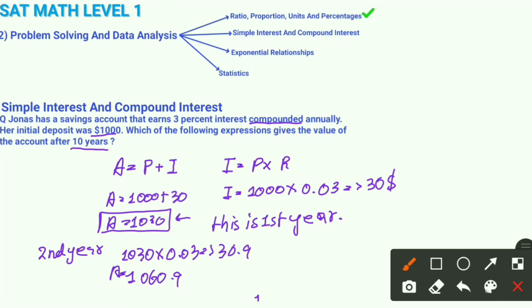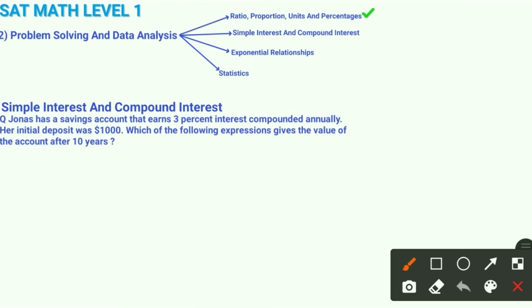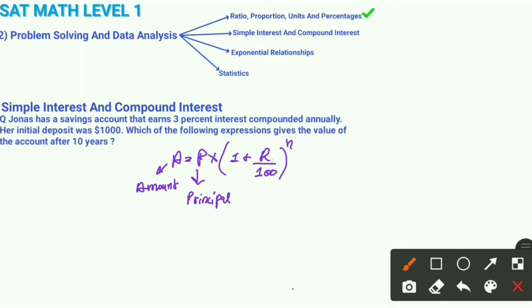The formula. Okay, we understand a little math. The formula is A is equal to P multiplied by (1 plus R upon 100) to the power N. So A is the amount, P is the initial deposit, or you can say principal, R is the interest rate, and N is the number of years. And this is the formula for compound interest.